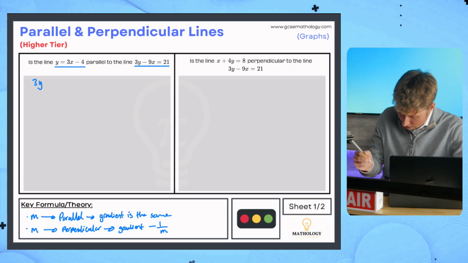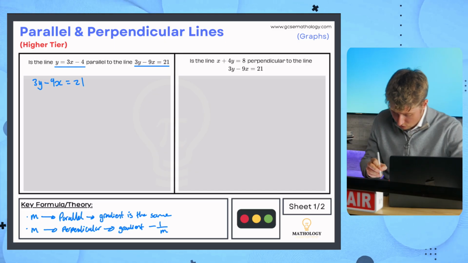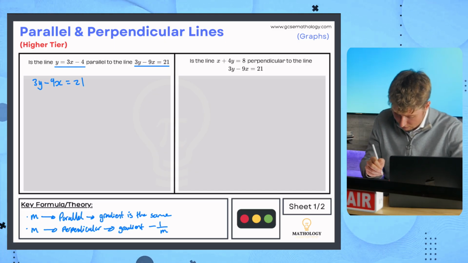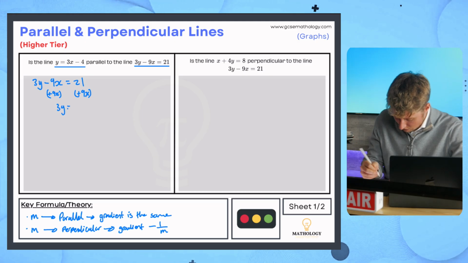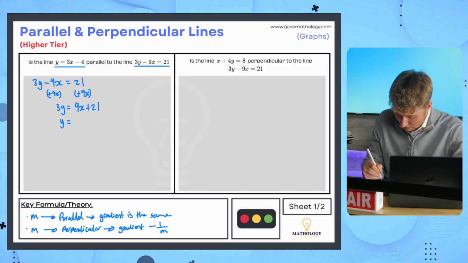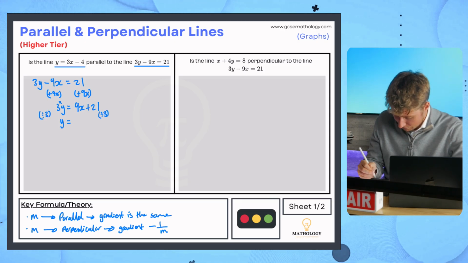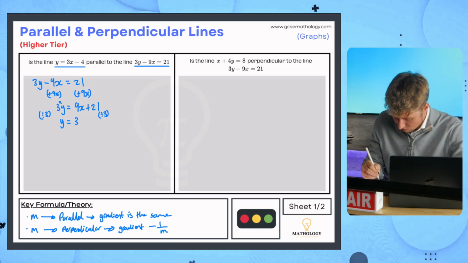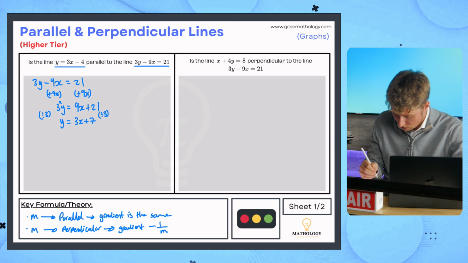So we've got 3y subtract 9x, and this is equal to 21. So we need this x to be on the right hand side. So it's negative 9x. So if we add 9x to both sides, we're going to move this 9x to the other side to give us 3y equals 9x plus 21. And then we just want y on its own. This is 3 multiplied by y. So to move this 3 to the other side, we're going to divide both sides by 3. So 9 divided by 3 gives me 3, so 3x. And then 21 divided by 3 gives me 7. So we've got y equals 3x plus 7.